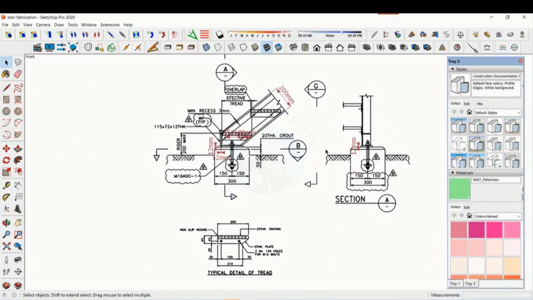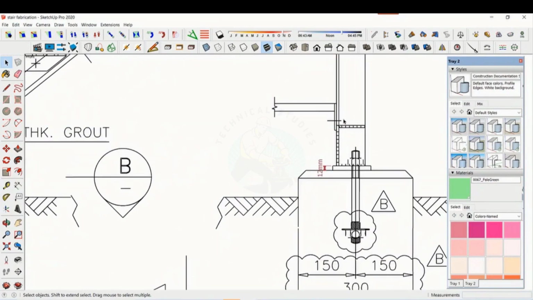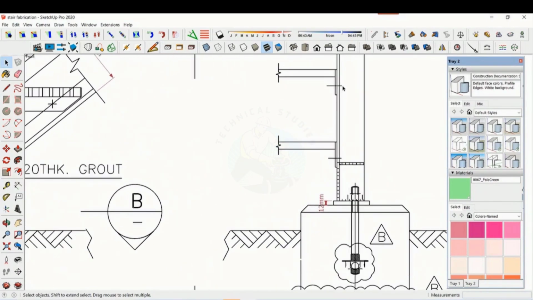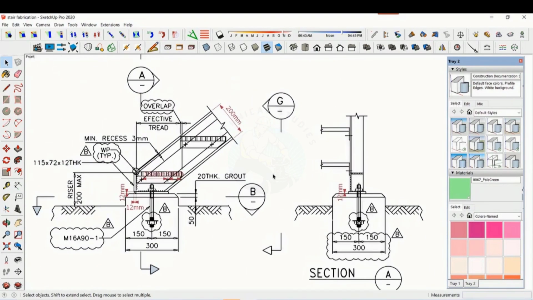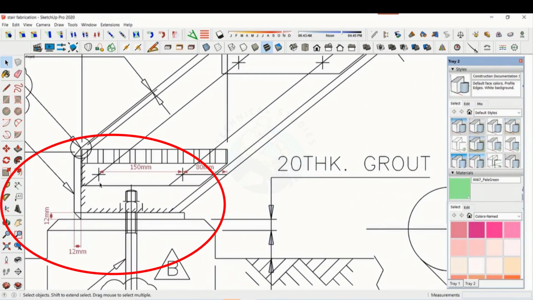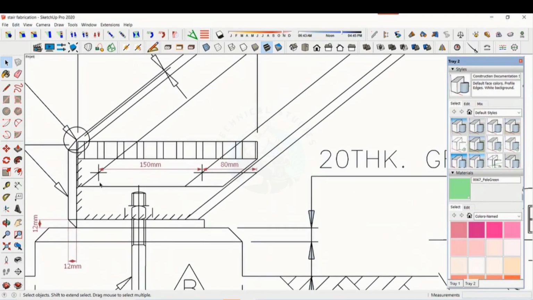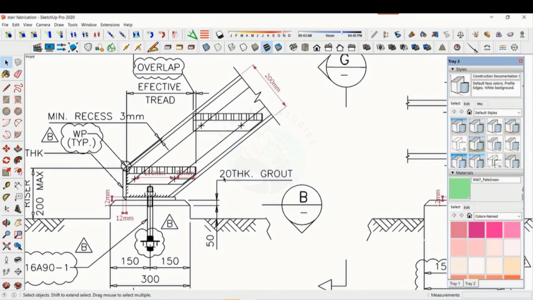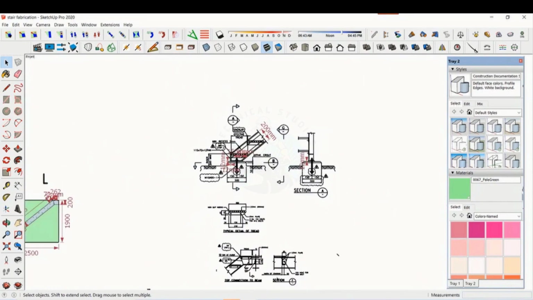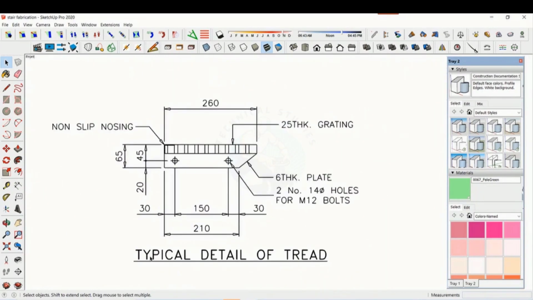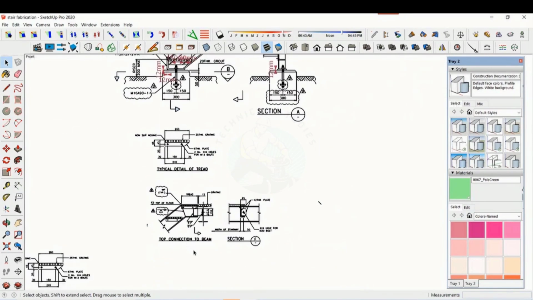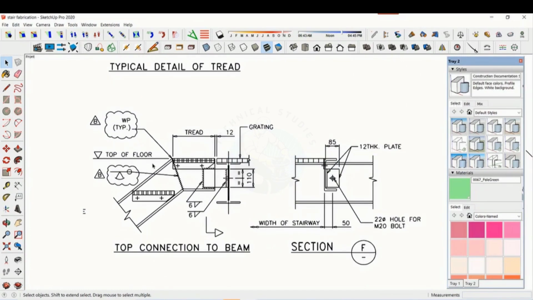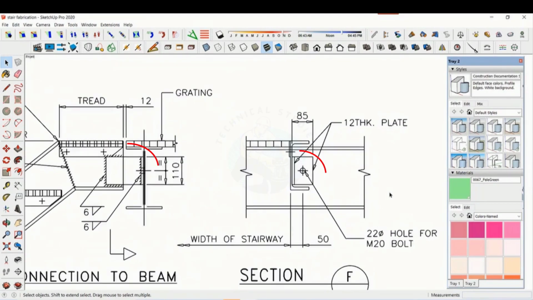Let us see the details. Both the base plate and the end plate are 12 mm thick. See the details of the thread. These dimensions are very important during the layout. An angle cleat is used to join the staircase to the platform.